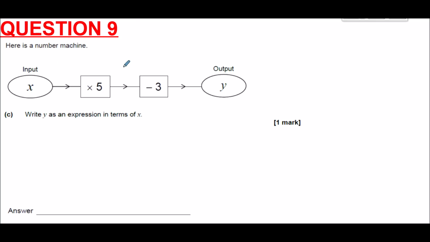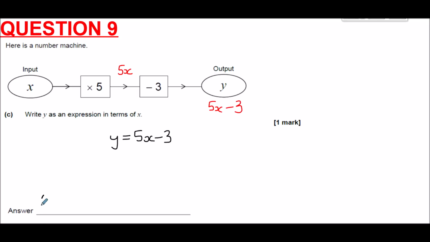So x multiplied by 5 gives us 5x. 5 times x we write as 5x. We then minus 3, and so if we had 5x at this point, we just knock off 3, that would give us 5x minus 3. And so what comes out in terms of x is 5x minus 3, but because this is being called y, we can say that y equals 5x minus 3.